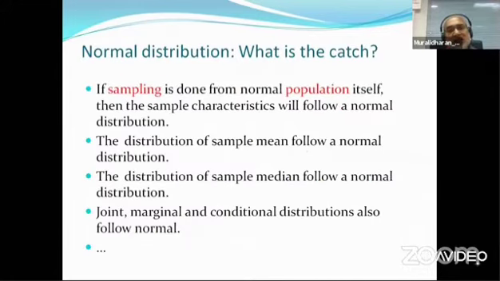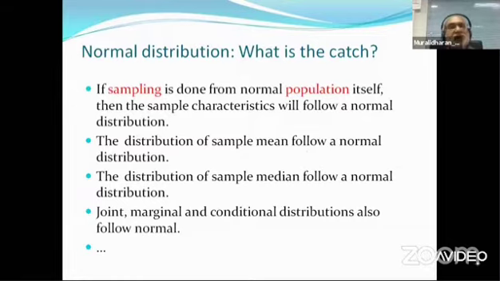Now comes the question: what is the catch? We always talk about normal distribution, we want normal distribution, and so on. So this is very, very important. To understand the central limit theorem, you should know normal distribution the way it should be. Without the understanding of normal distribution, you cannot understand the central limit theorem.